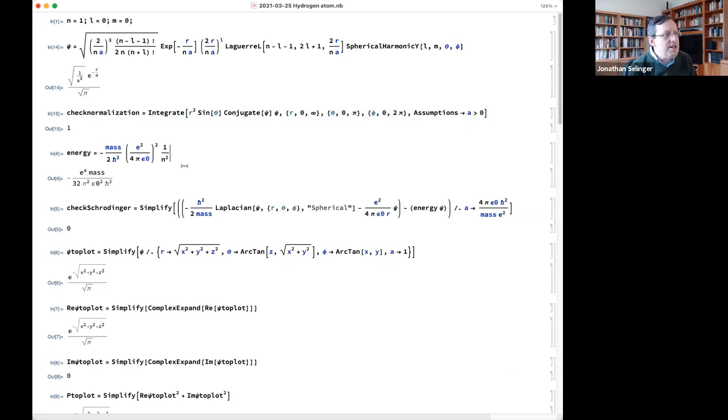And the energy is supposed to be this thing, right? So it's negative. Here's the Rydberg. Here's the one over n squared.